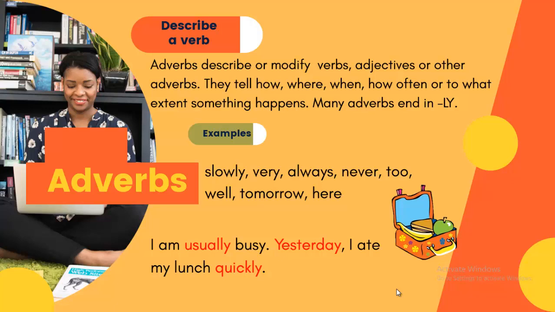Let's look at more examples. I'm usually busy. Yesterday I ate my lunch quickly. The word usually here tells how often I'm busy. Yesterday tells when did I eat, and quickly answers how I performed the action of eating.